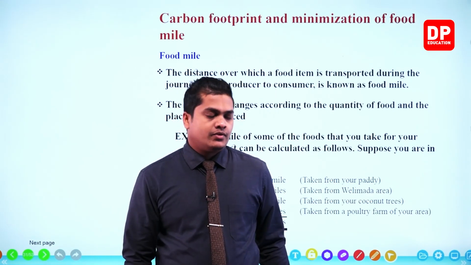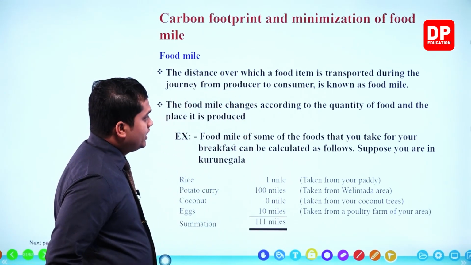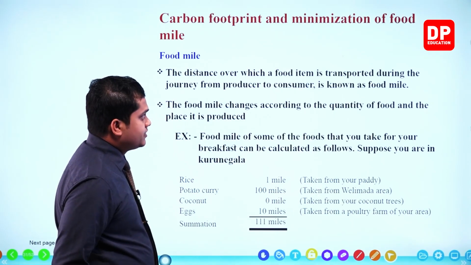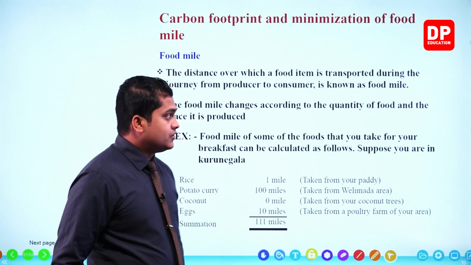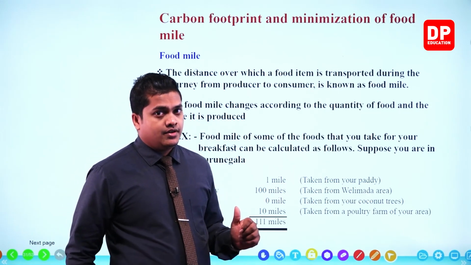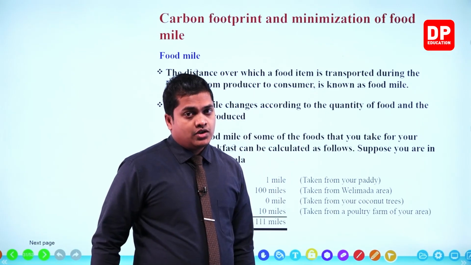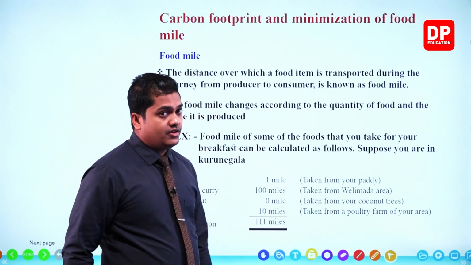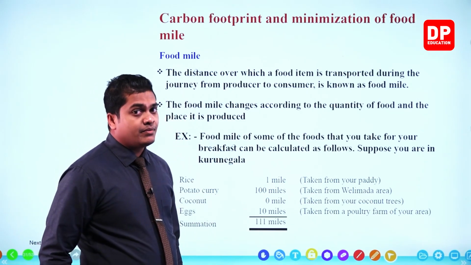The food mile changes according to the quantity of food and the place it is produced. So according to the place where the food item has been produced, and also according to the quantity of the food item, the food mile is going to change. So food mile depends on two different factors. The first one is the quantity of food, and the next one is the place where it has been produced.